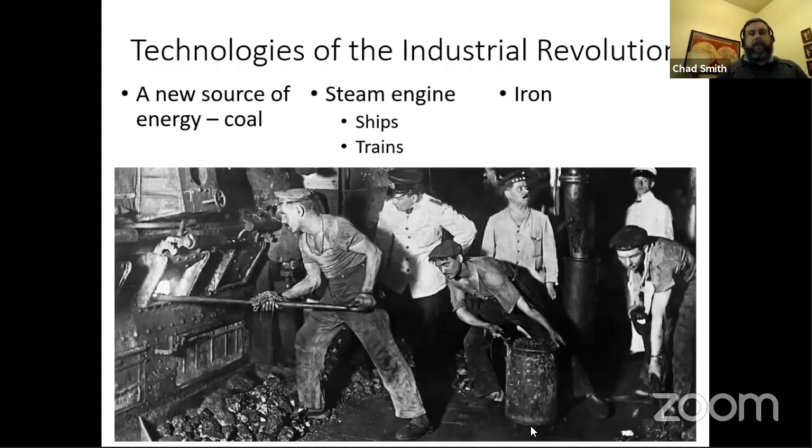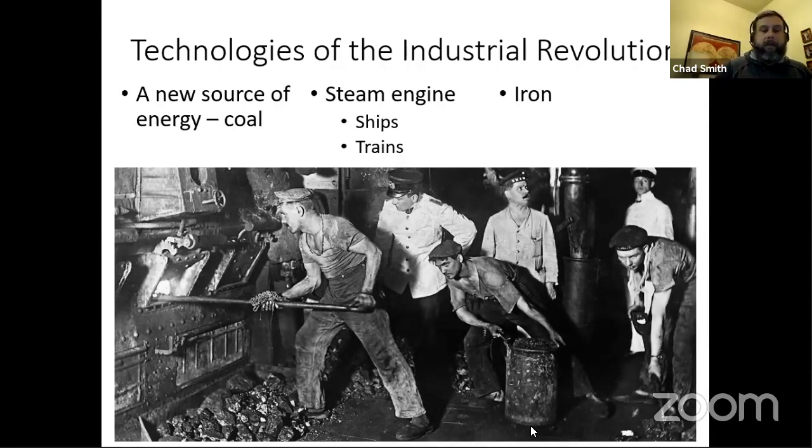Let's talk briefly about some of the important technologies of the Industrial Revolution. We've already hinted at this by discussing the fact that maybe even the most important factor of the Industrial Revolution is that it is a new source of energy. Instead of human muscle or animal muscle, or even the ability of the wind to move things, coal was developed as a new source of energy.